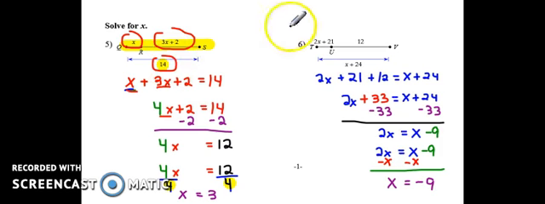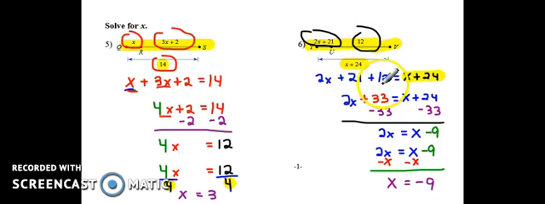In problem number 6, I have line segment TV. TV, the whole line segment, equals x plus 24. I have 2x plus 21 from right here, plus 12. So plus 12. I'm going to combine like terms. 21 plus 12 is 33. I want to get x by itself, so I'm going to go minus 33 from both sides.